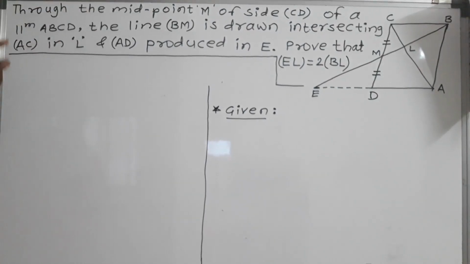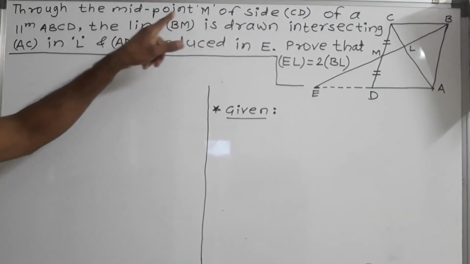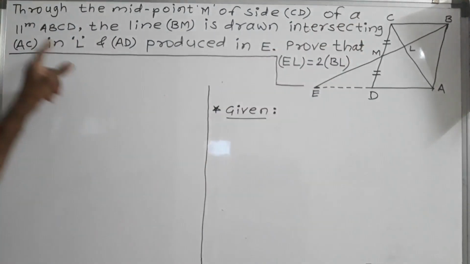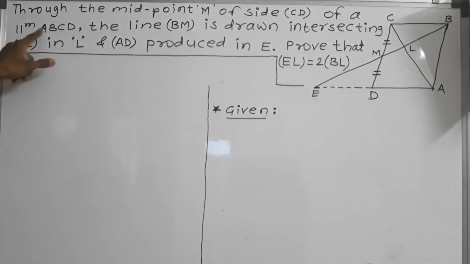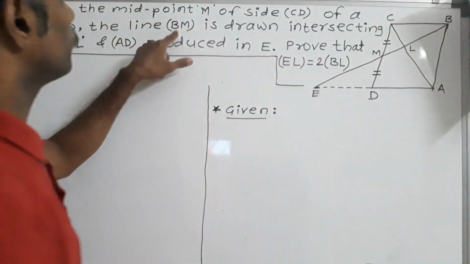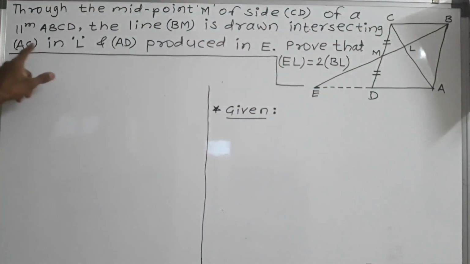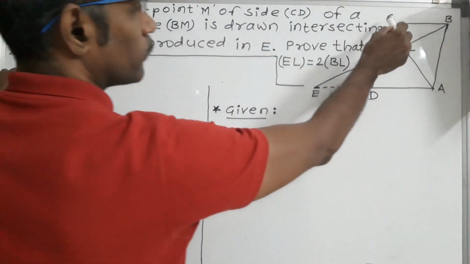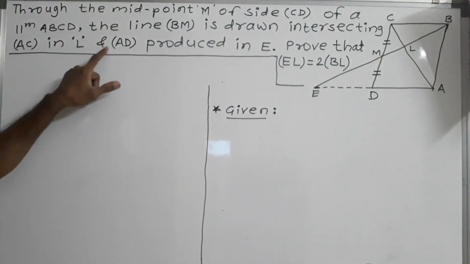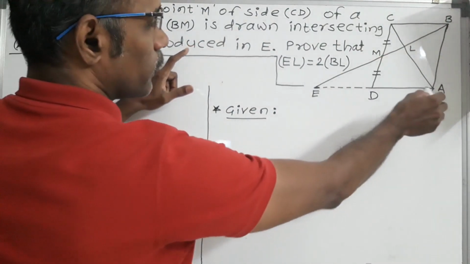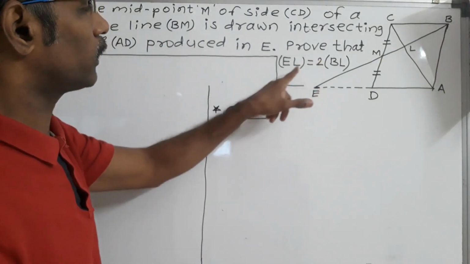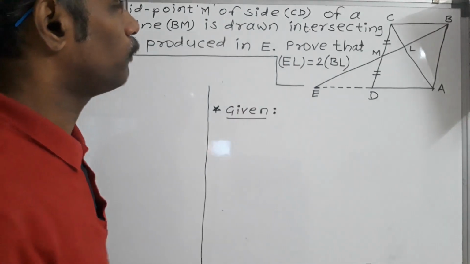Hello friends, through the midpoint M of side CD of a parallelogram ABCD, the line BM is drawn, intersecting AC in L and AD produced in E. Then prove that EL is equal to 2BL.